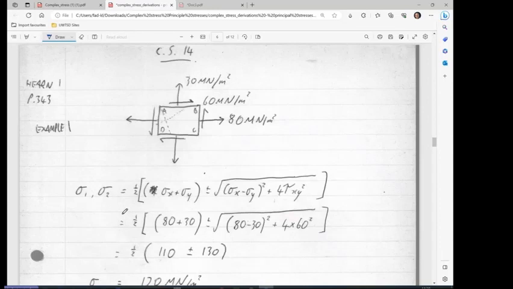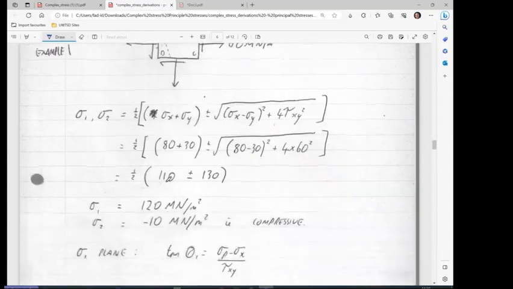So the maximum principal stress is going to be 110 plus 130, half of that, so that's 120. And then the minimum principal stress is going to be 110 minus 130, and then half of that. So we end up with minus 10. All this minus sign means is it's compressive. We've assumed all along in all of this that a positive stress is a tensile stress and a negative stress is a compressive stress. So we've got sigma 1 and sigma 2.